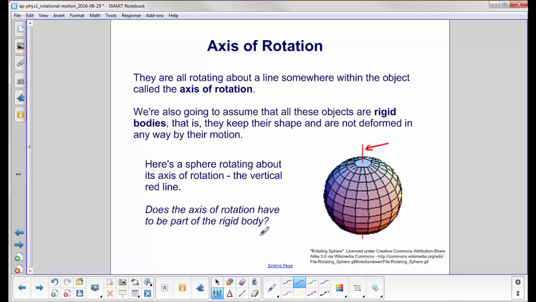Does the axis of rotation have to be a part of the rigid body? With the one example that I talked about earlier, the exception where you could have an axis out here and this whole object could be spinning around it. Does it actually have to go through the physical body here? Think about that for a second.